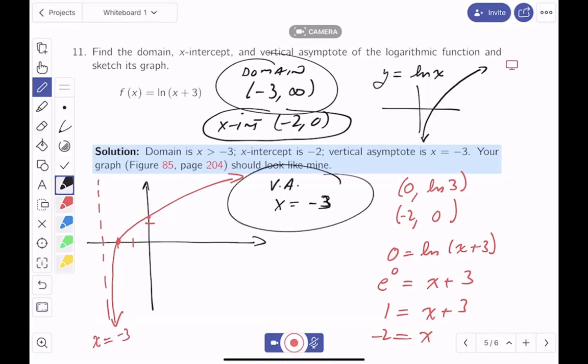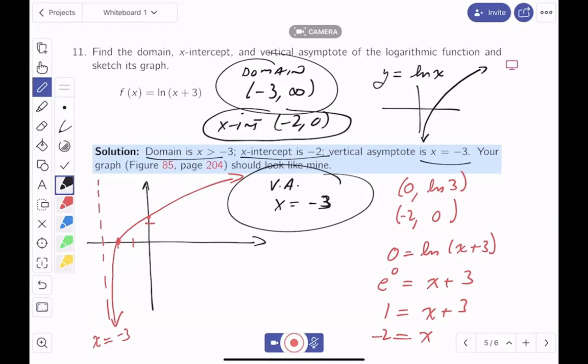What else did I say? Sketch the graph, I did that. Let's take a look at it. Domain, we got this covered over here. X-intercept is minus 2. We got that covered. Vertical asymptote, x equals minus 3. Your graph should look roughly like the one we provide you. The one we provide you is on the following page, which is figure 85, page 204.